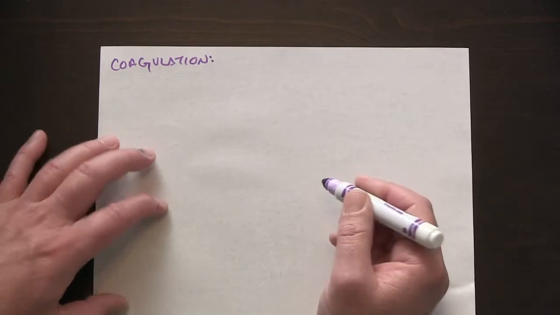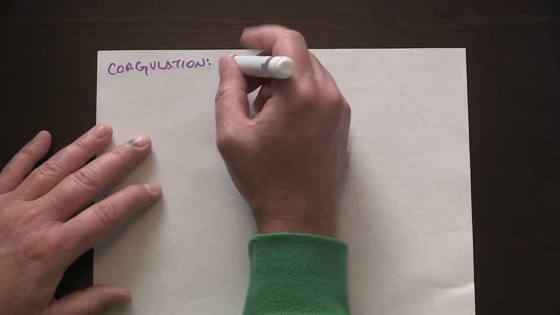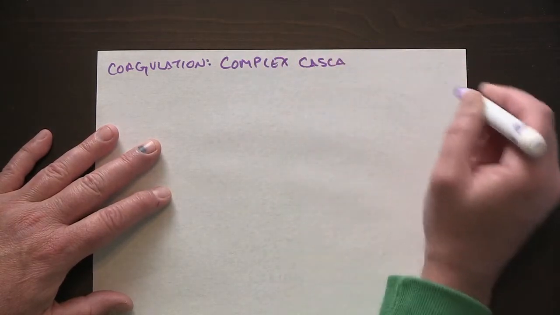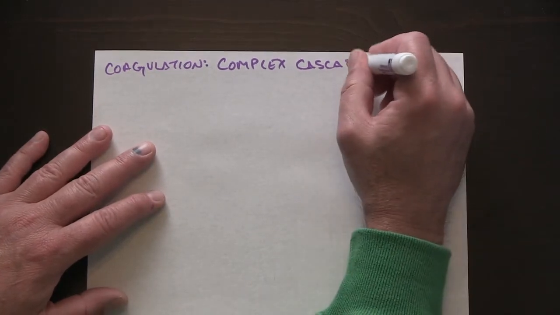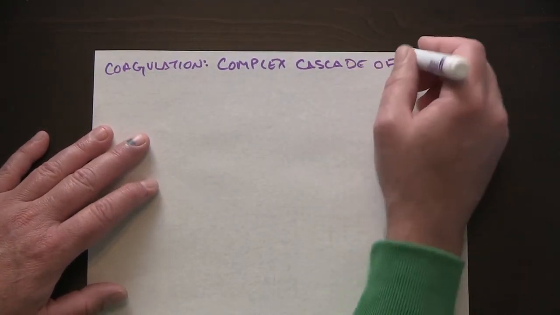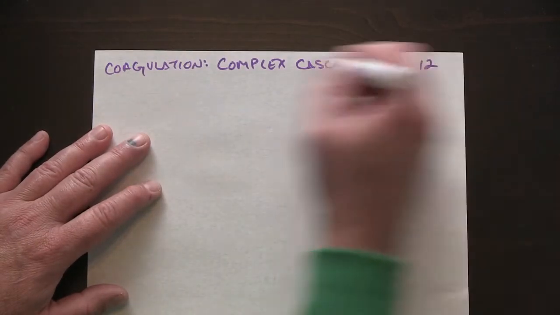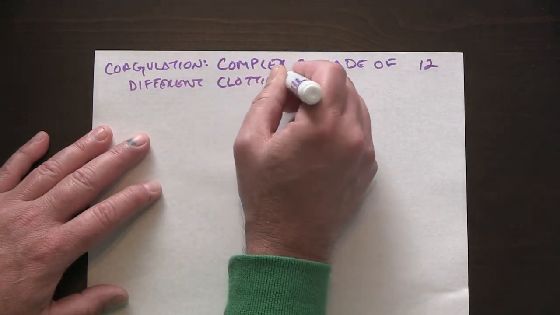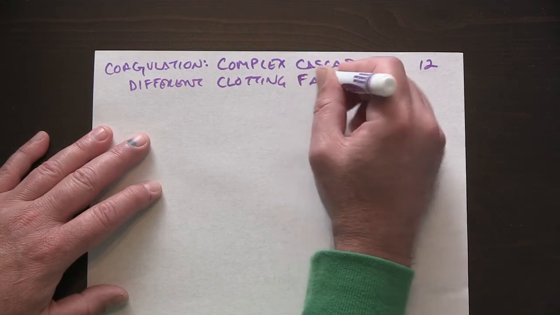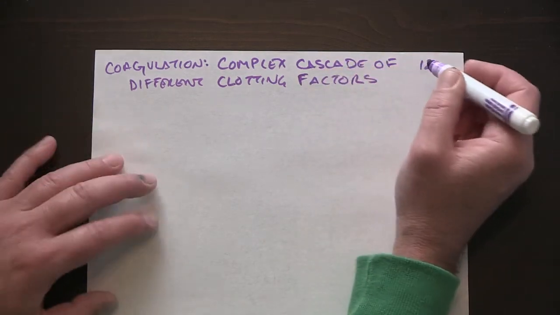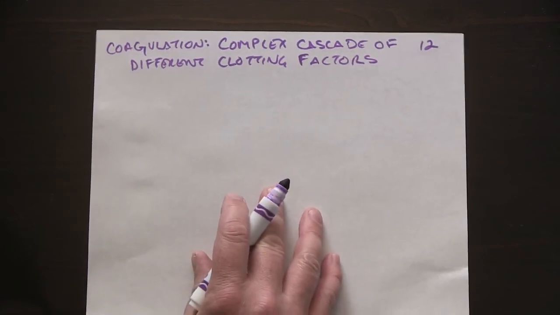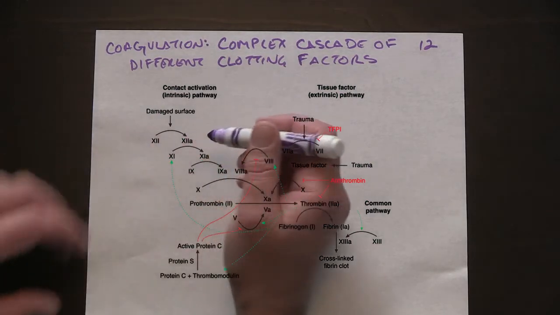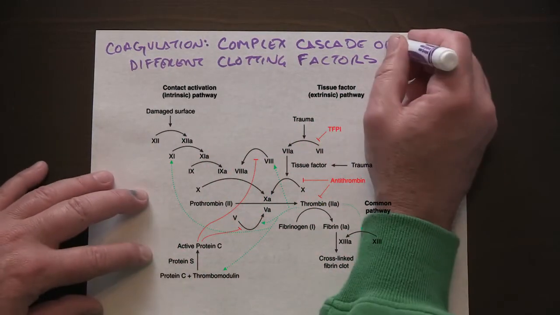Continued coagulation. It involves a very complicated cascade of what are called clotting factors, of 12 different clotting factors, and they're all numbered and named. If you're going to med school, you'd have to know a lot of these steps, but for the purposes of our class, I'm going to try to make it simple, but you're going to think this is simple.